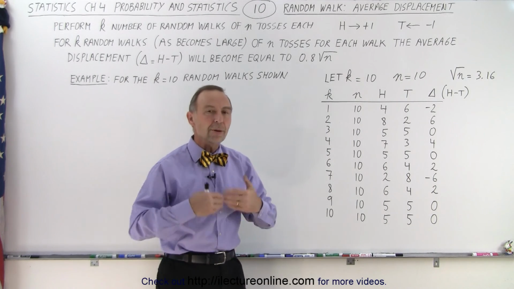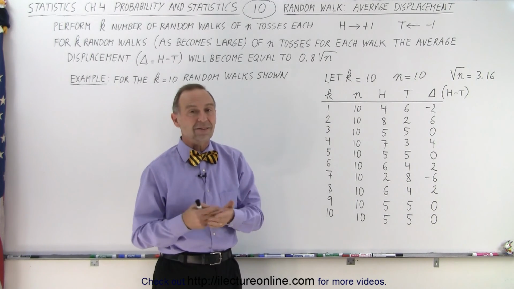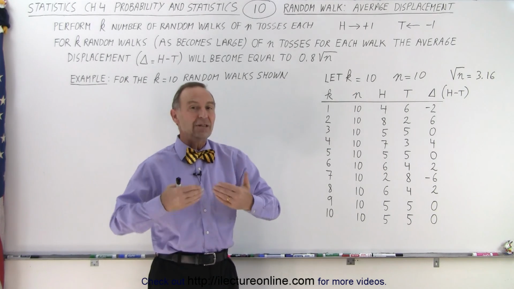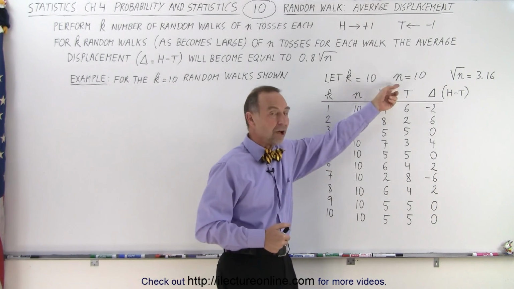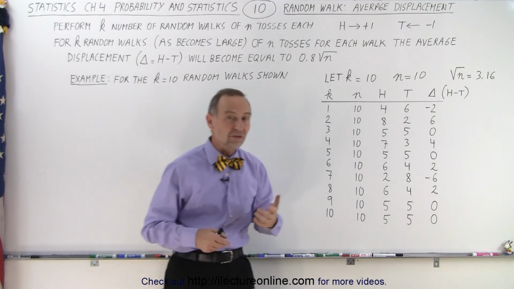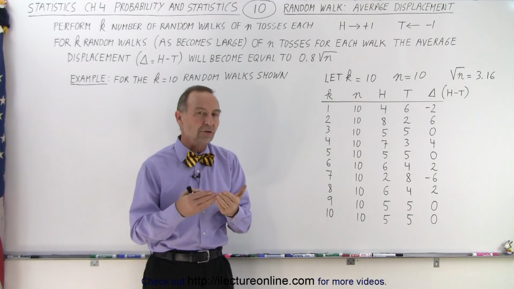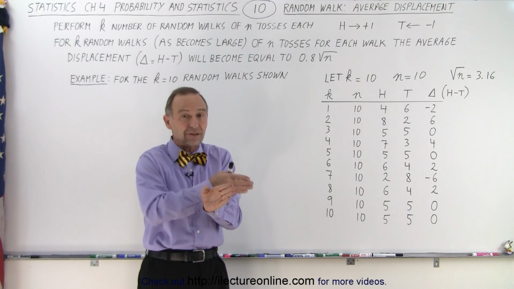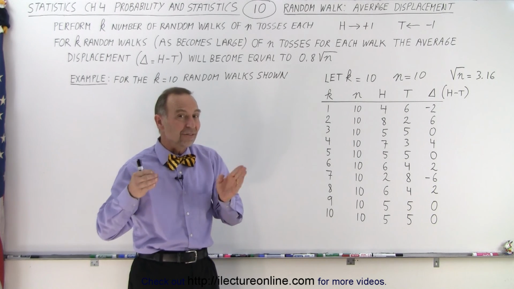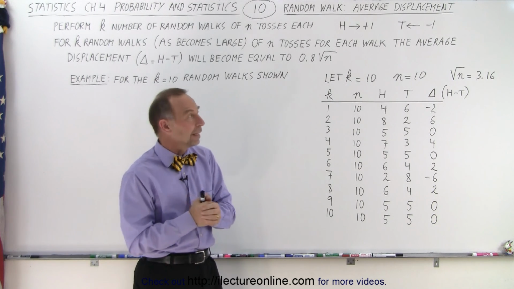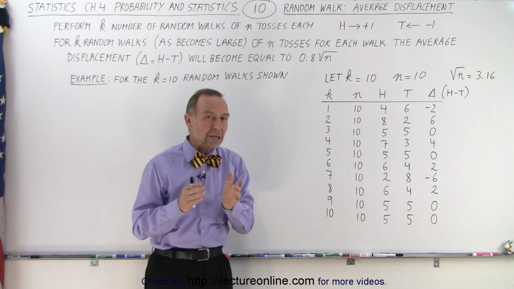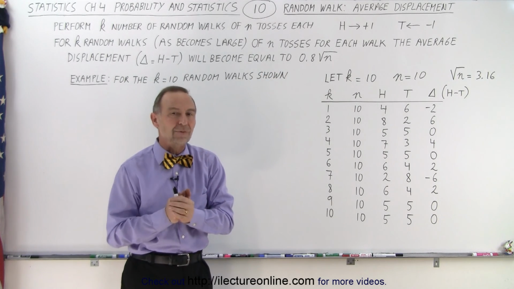But then if you do a number of random walks, many, let's say k represents the number of random walks that you're going to have, and in each random walk you have n number of tosses. For example, here we have 10 random walks of 10 tosses each. As k becomes larger and larger, the average displacement, the average distance from where you started to where you end up, is not going to be the square root of n. It turns out, if k becomes very large, it tends to become equal to about 0.8 times the square root of n.